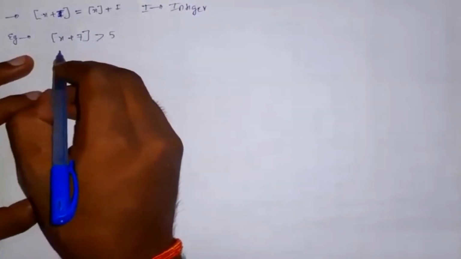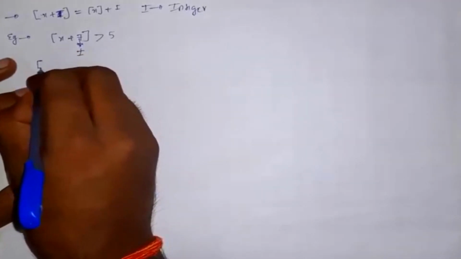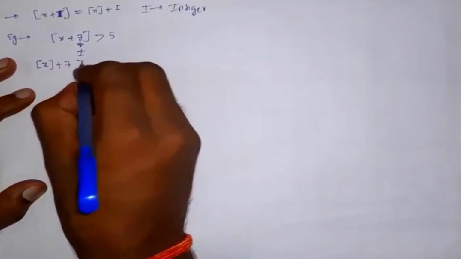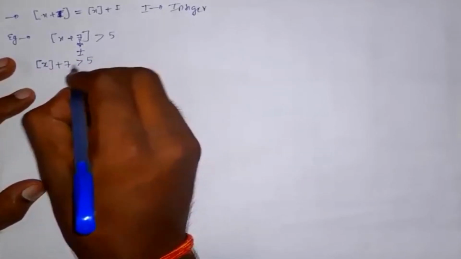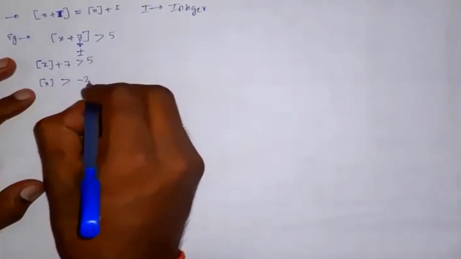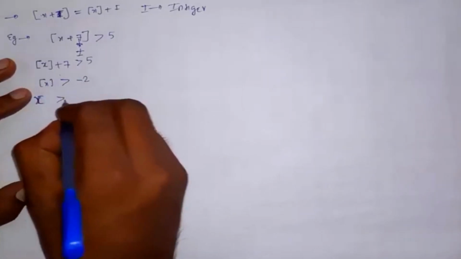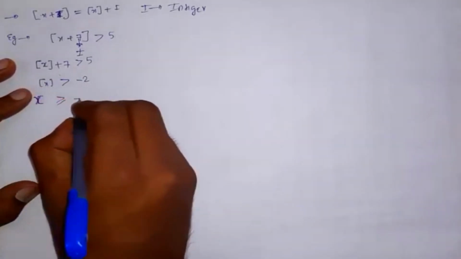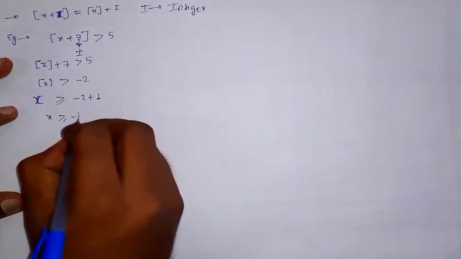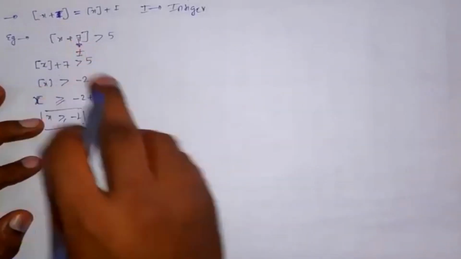So 7 is the integer. I can expand this as the integral part of x plus 7 greater than 5. So the integral part of x is greater than minus 2. With the property, x is greater than or equal to minus 2 plus 1, that is, x is greater than or equal to minus 1. These are the values of x for which this inequality is satisfied.